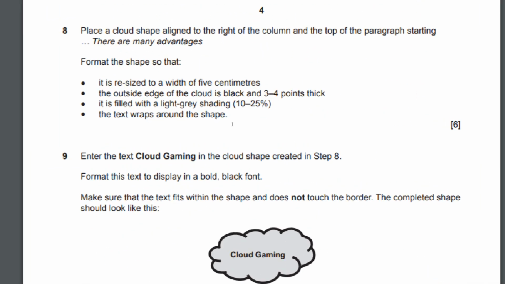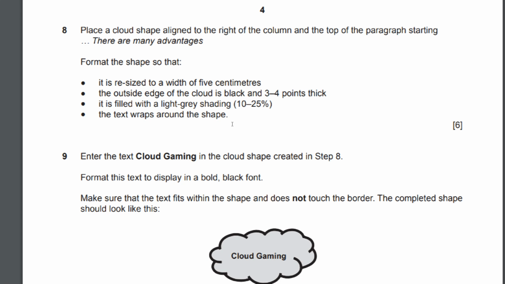step number 8. Place a cloud shape aligned to the right of the column and the top of the paragraph starting with "there are many advantages." And you also should change this shape so that it is 5 centimeters wide. It should have a thick border, like a 3 to 4 point thick border, light gray shading, and the text has to wrap around the shape.